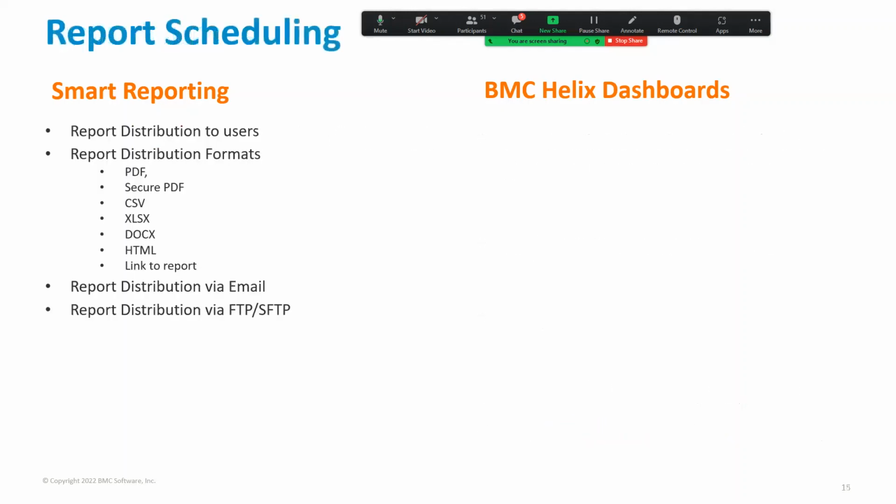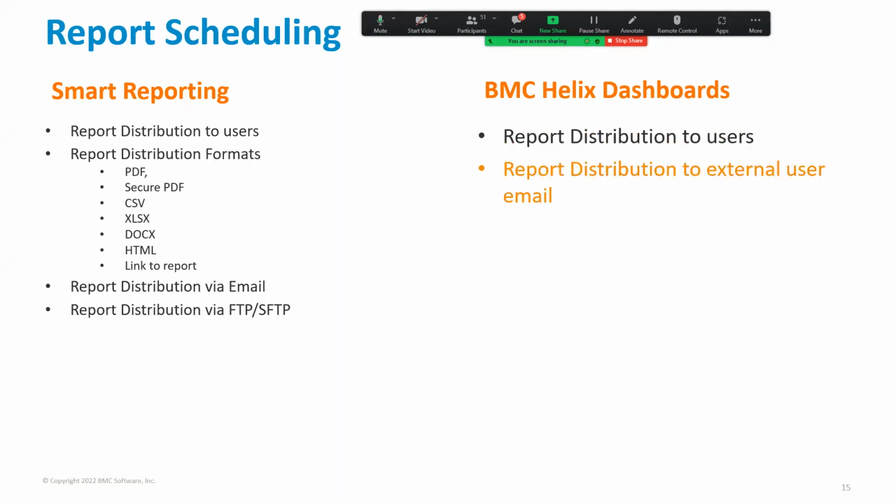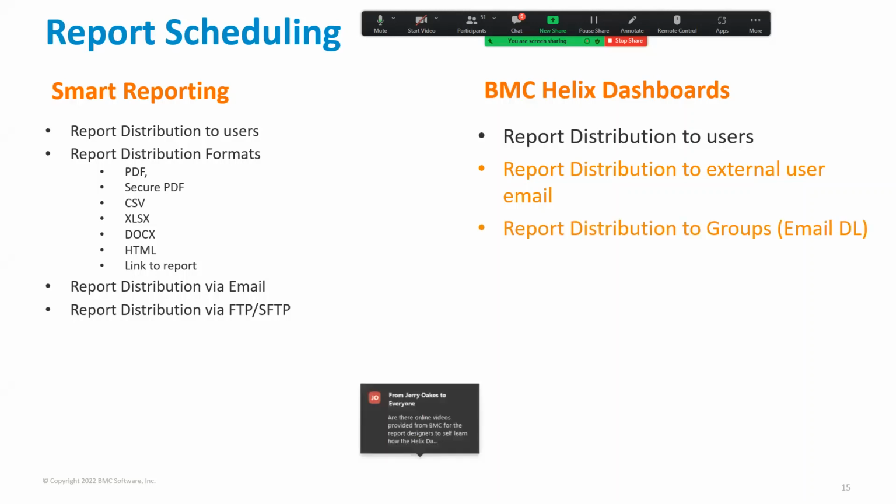Report scheduling is one key area, and that's where Helix Dashboard is pretty close to what Smart Reporting did. We have ways to distribute the report to users. One additional thing that you get in Helix Dashboard is you can send it to external users. Previously with Smart Reporting, you could only send it to users who are part of the Smart Reporting user database or in the ITSM. When you go to Helix Dashboard, you can also include external email IDs, or you can send it to different DL distribution lists for any report or dashboard that you want to send on a scheduled basis.